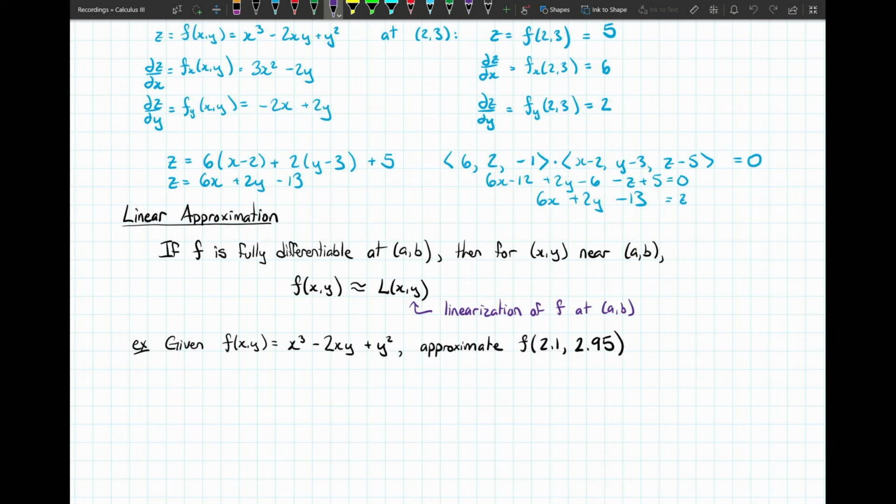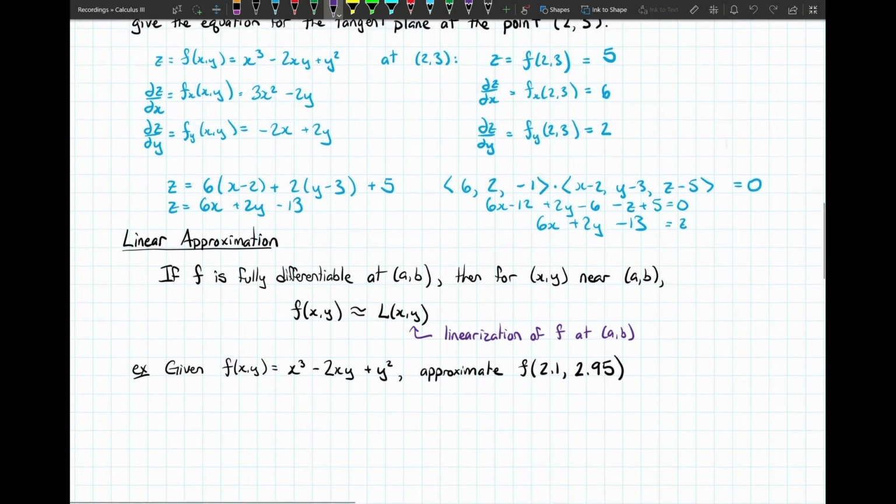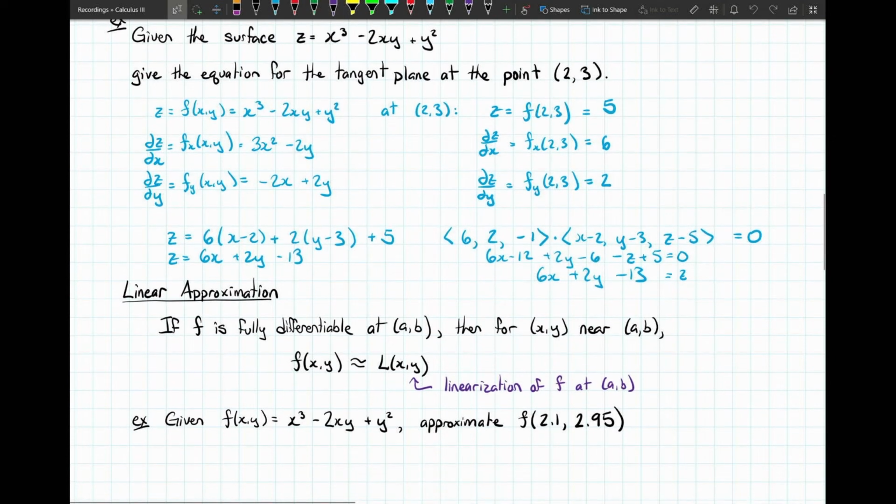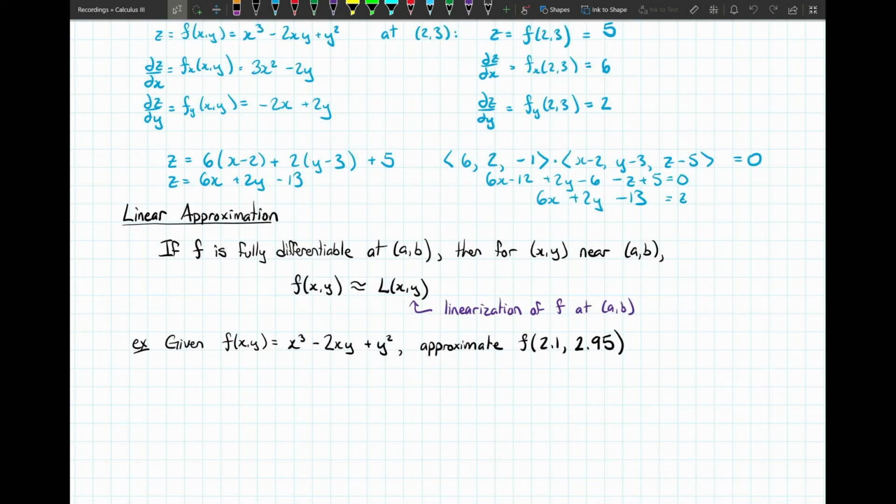Let's say we want to take that exact same function, f, and we want to approximate f of 2.1 comma 2.95. Plugging in 2 and 3 into that function we've done already, and we get 5. So we can imagine if we're just going a little bit further away to 2.1, that's a pretty small change in x, and 2.95, that's a pretty small change in y. We can probably imagine that z's not going to change that much. We're probably going to be pretty close to 5. That's where we can use linearization to come up with an approximate value of f of 2.1 and 2.95 without having to actually grab a calculator.